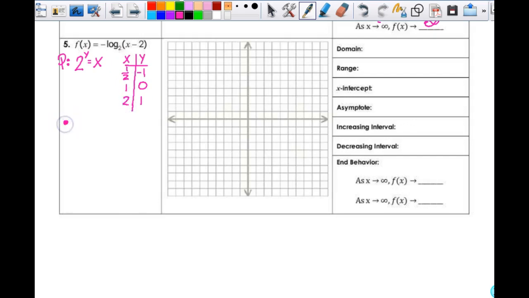My transformations, what is this negative going to do? Good. It's going to reflect in the x-axis. And then that 2 is going to translate where? Right 2. And that's the only things I've got going on. Is my asymptote affected here? Yes. This translation right 2 means my asymptote, which was at x equals 0, gets shifted over 2. So it ends up here, and my asymptote is at x equals 2.